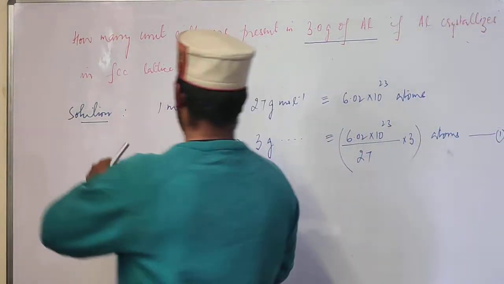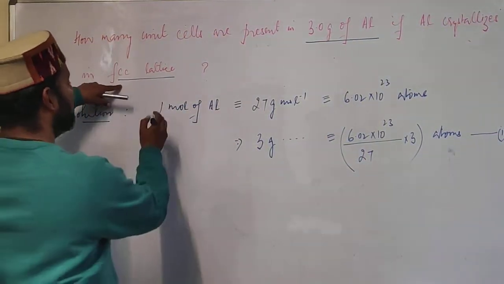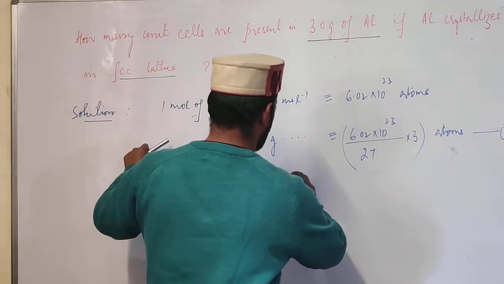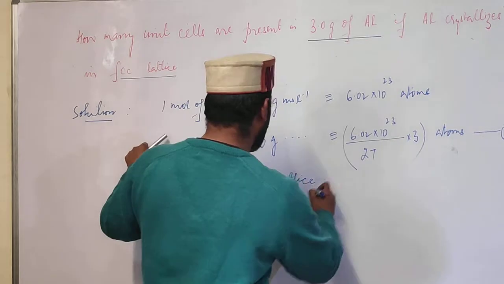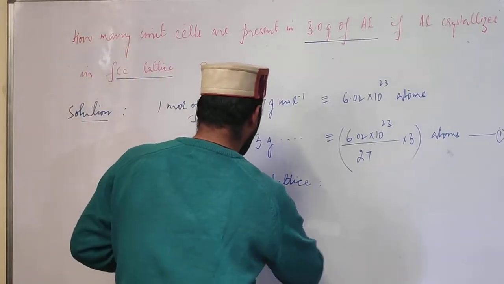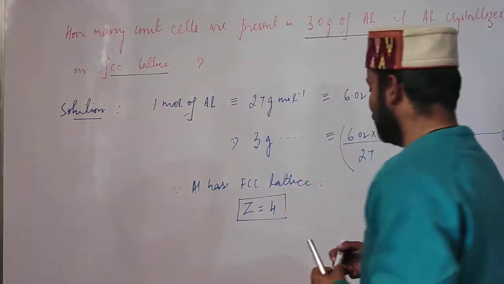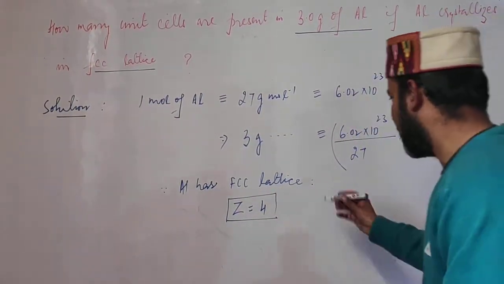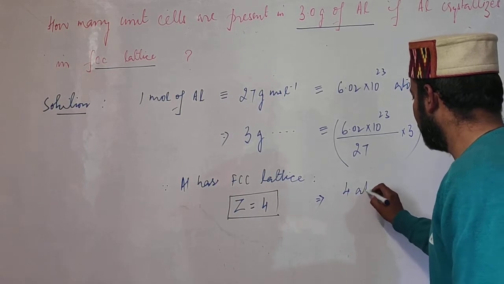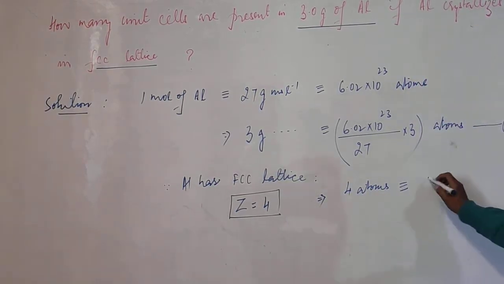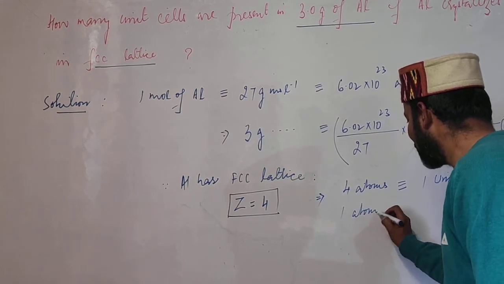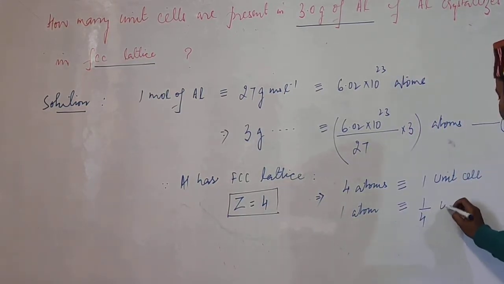Now students, the arrangement is what? FCC. Since aluminium has FCC lattice, how many atoms per unit cell are there? Students, this we have learned. In FCC we have 4 atoms per unit cell. So now I can say that 4 atoms of aluminium are present in how many unit cells? They are present in 1 unit cell. So 1 atom will be present in how many unit cells? 1 atom will be present in 1 by 4 unit cells.